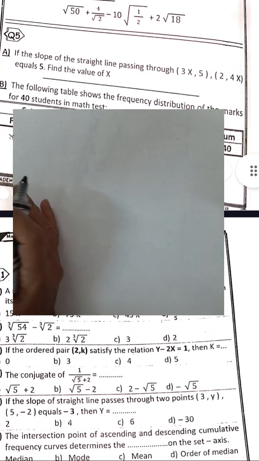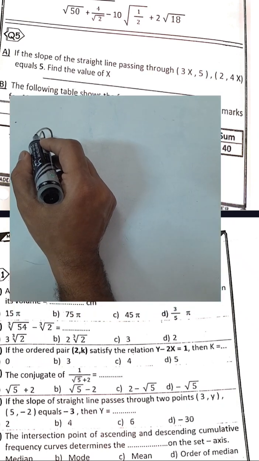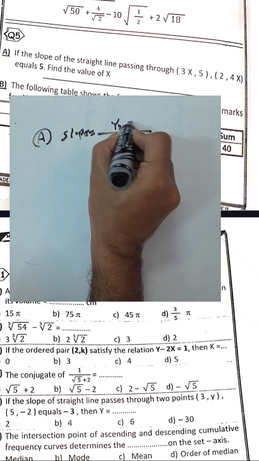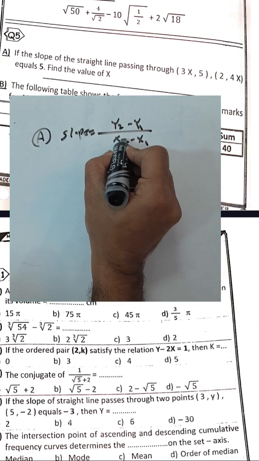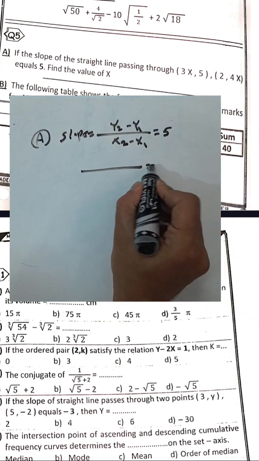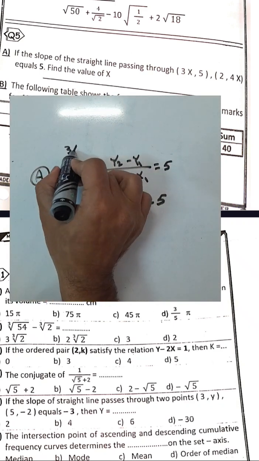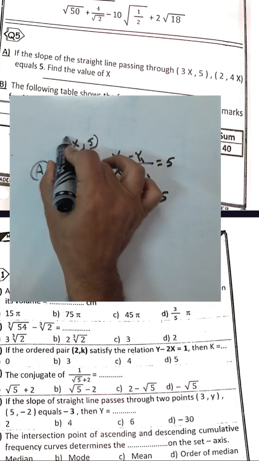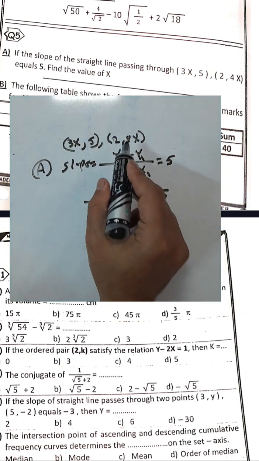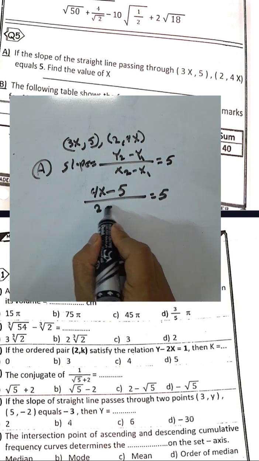Next question, number 5, letter A. If the slope of the straight line passing through the 2 points equals 5, find the value of x. We know the slope equals y2 minus y1 over x2 minus x1. And then he gives us the slope was 5. We can write the points. The first point was 3x and 5, and the second point here 4x. y2 minus y1, right? 4x minus 5 over x2 minus x1, 2 minus 3x.